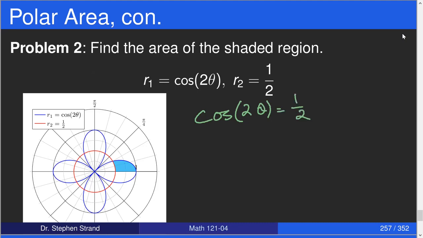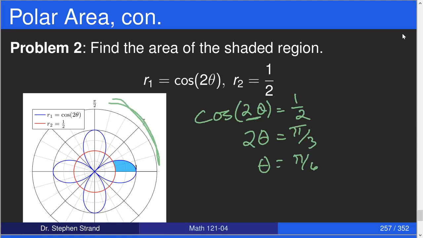So the way I think about this is, again, it's pretty nice to use the unit circle. You can plug this stuff into your calculator, but it's nice to be able to reason using the unit circle. So the cosine of some angle equals 1/2. When does that happen? In particular, when does that happen in the first quadrant, right? Because we know that's where the picture is taking place. So that's going to be at pi over 3. So what we can do with that is say, well, when does 2 theta equal pi over 3? And so that's going to be when theta is equal to pi over 6. Okay, so there's our angle.